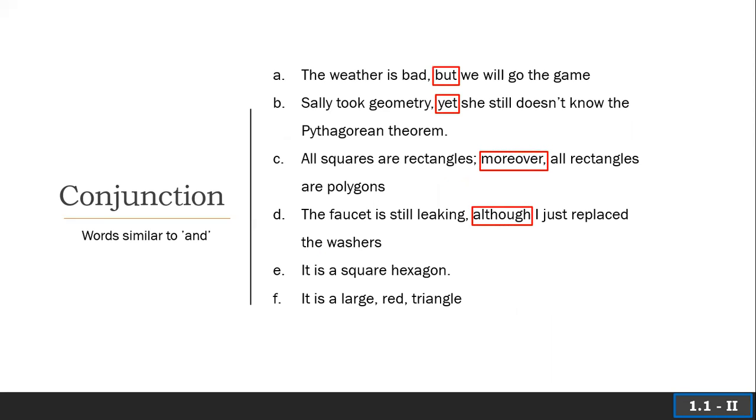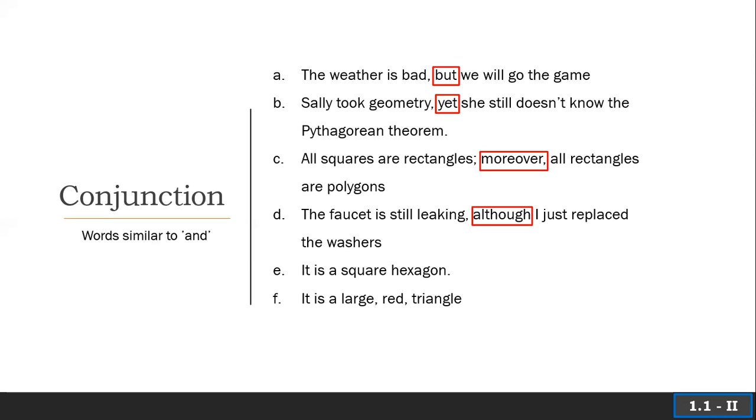If you reread that first one, the weather is bad and we will go to the game, has the same meaning that you're trying to convey to whoever you're speaking to as the weather is bad, but we will go to the game. Moreover and although have the same meaning. The faucet is still leaking, although I just replaced it. Logically, it's the same as saying the faucet is leaking and I just replaced it.